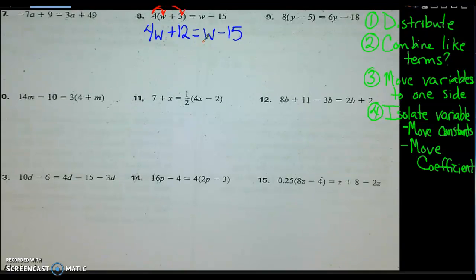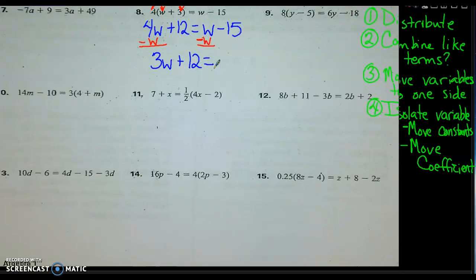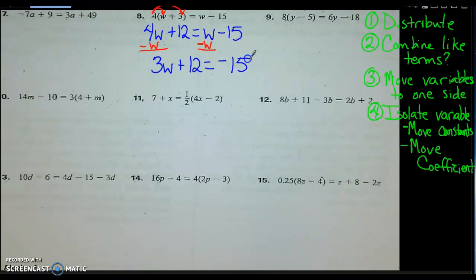So I have a plus w, so I'm going to do the opposite. That's going to be minus w. I'm going to do that here. And notice I'm lining up my w underneath the 4w because that's the like term. So 4w minus w gives me 3w. Bring down everything else. That zeroes out, and that leaves me negative 15.